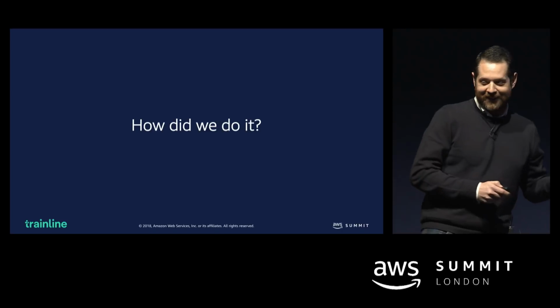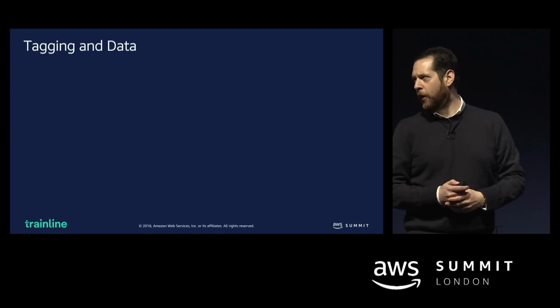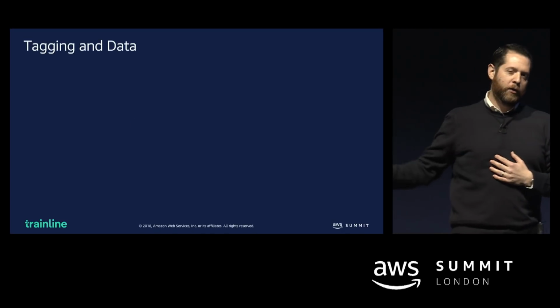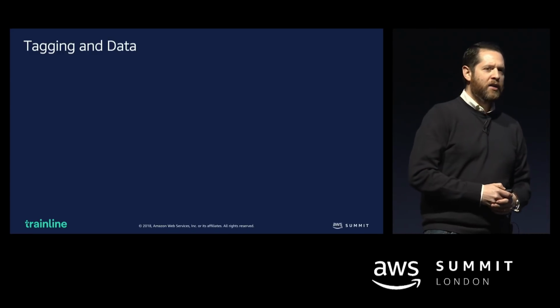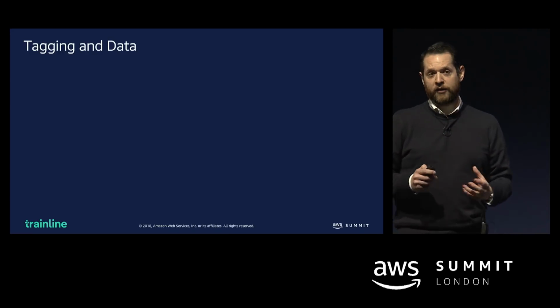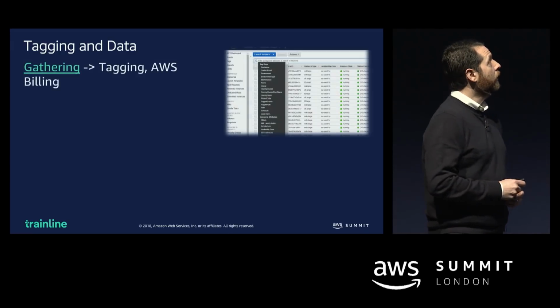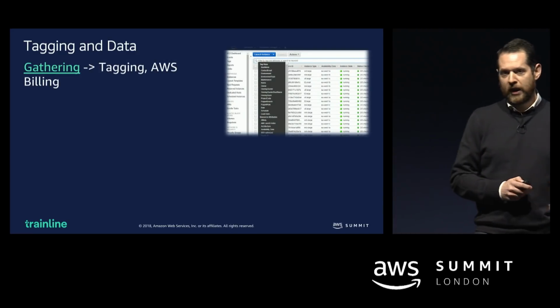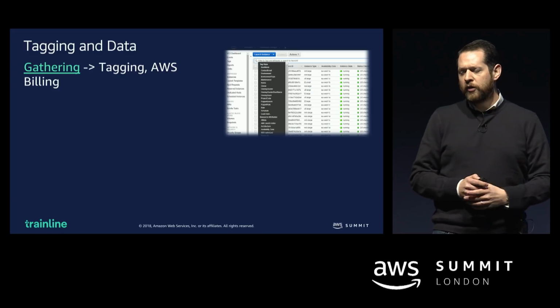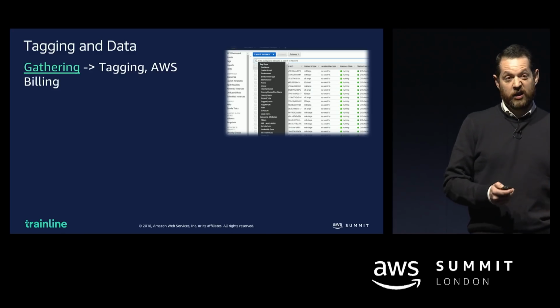Right, so how do we do it? Tagging and data. So I'm going to pick up where Richard left off. You can't do anything without that data. And tagging is a massive part of that. It's a really simple thing to do, but without that, you really don't know where you are. So first up, you need to gather that information. You need to put those tags in and then look at it.